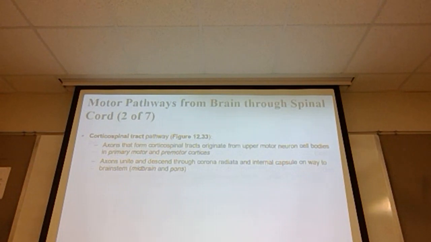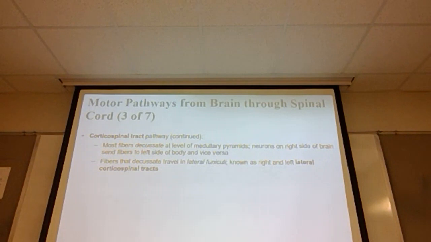Axons that form the corticospinal tracts originate from the upper motor neuron cell bodies in the primary motor and premotor cortices. The axons unite and descend through the corona radiata and the internal capsule on the way to the brainstem. Most of the fibers decussate at the level of the medullary pyramids. The neurons on the right side of the brain send fibers to the left side of the body and vice versa. That's that cross functioning that we talked about a couple of videos ago.